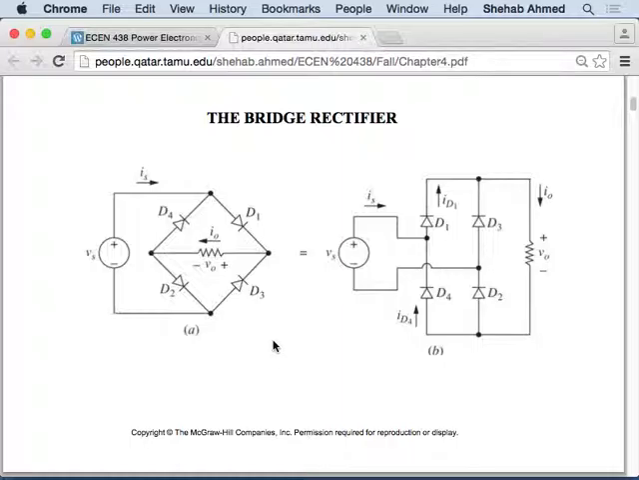Anyway, we'll go through it. It's very similar to the half wave rectifier with a few tweaks. So let's look at what's happening here. So this is an AC source.